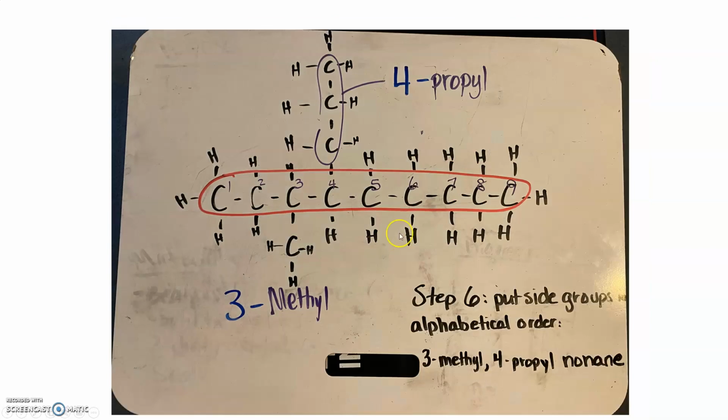Now let's put it together. I have methyl, 3-methyl, and 4-propyl. And remember, the original substance was called nonane. The last thing I just want to mention is that your side groups should be in alphabetical order. So methyl, being that it comes first in the alphabet with the M, should come first. 3-methyl, 4-propyl, nonane.